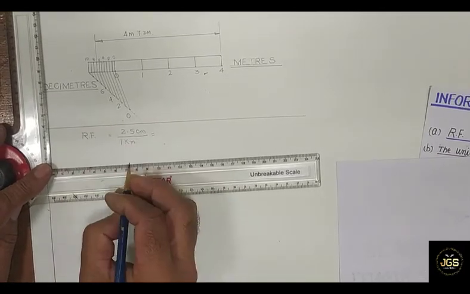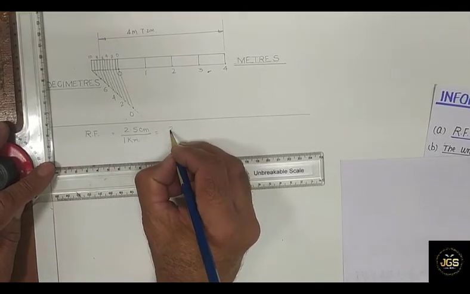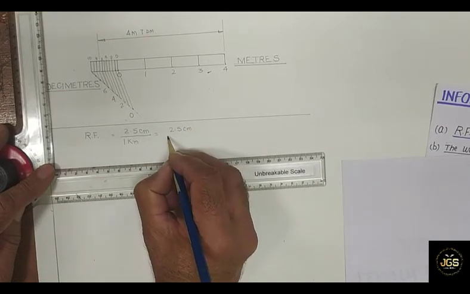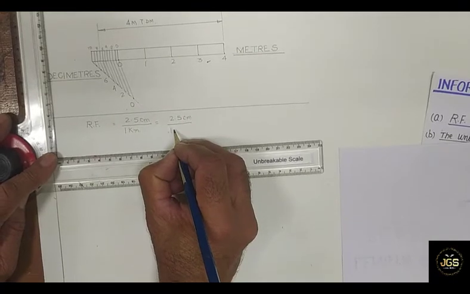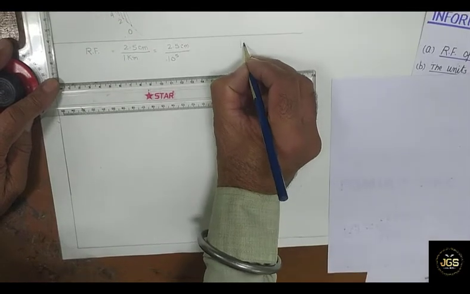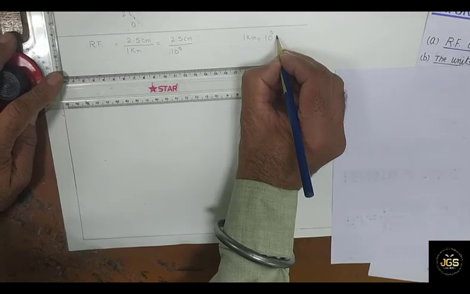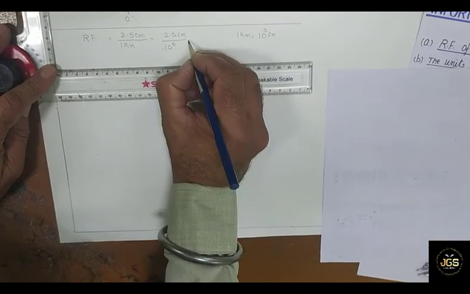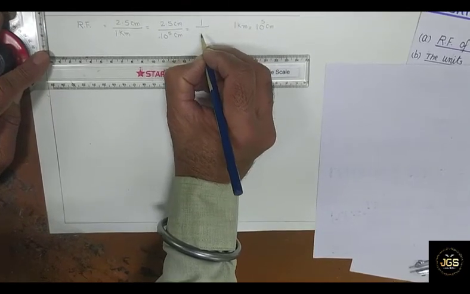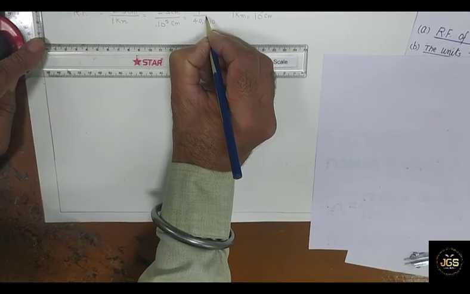As we have discussed, RF is a ratio. For ratio, units should be the same. So 2.5 centimeter, convert 1 kilometer also into centimeter. So 1 kilometer is equal to 10 raised power 5 centimeters. Here these are the centimeters. Now you can take the ratio. This comes to 1 divided by this, 1 over 40,000. This is the RF of this.